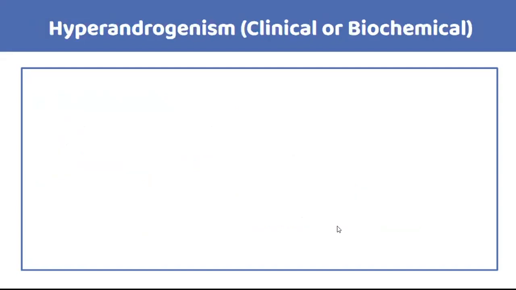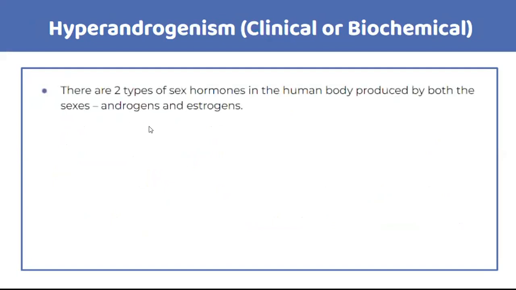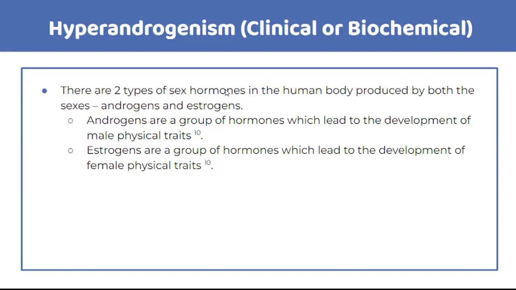So moving to hyperandrogenism. Symptom number 2, hyperandrogenism. And that is divided into clinical or biochemical ways of categorizing hyperandrogenism. So what is hyperandrogenism? There are two types of hormones in the human body produced by both the sexes, both males and females produce both of them, which is androgens and estrogens. Okay, now you might think estrogens, plural. Isn't estrogen itself a hormone? No, estrogen is actually a category of hormone. So male sex hormones are called androgens and female sex hormones are called estrogens.